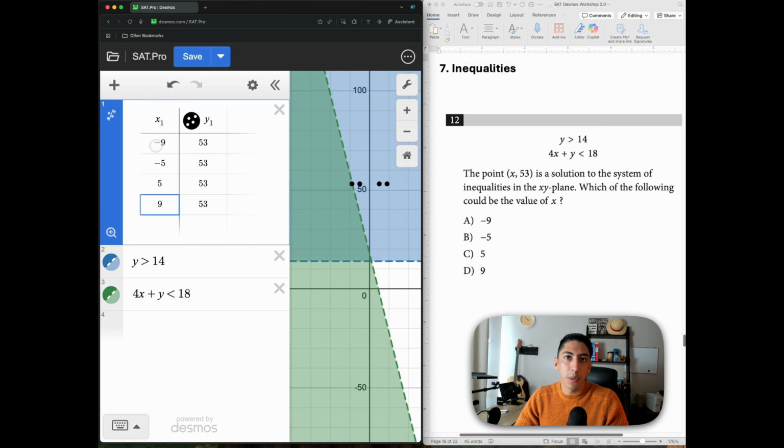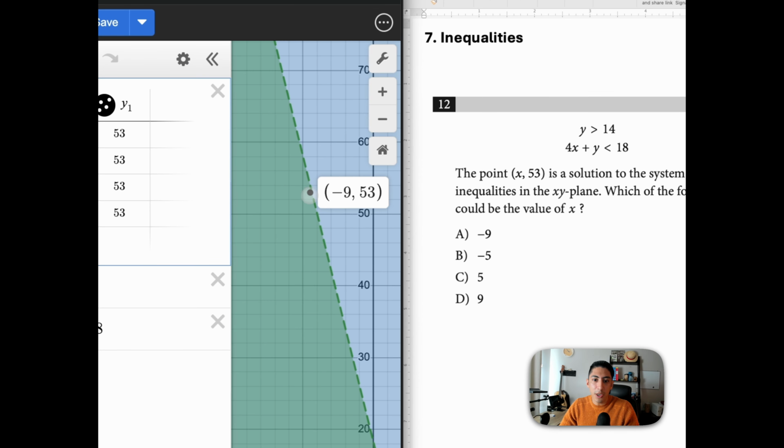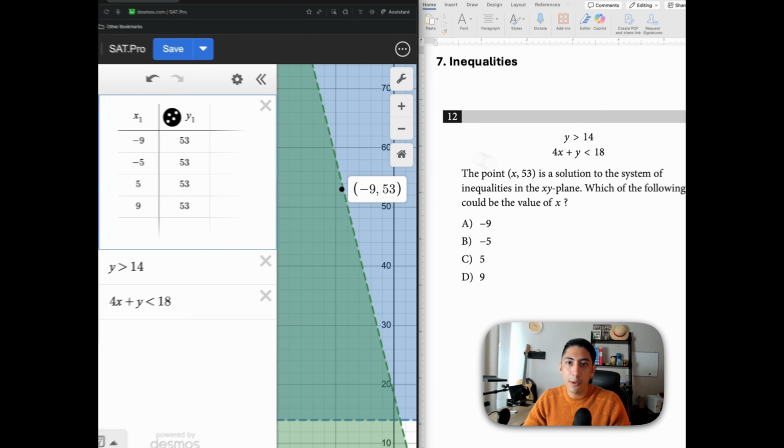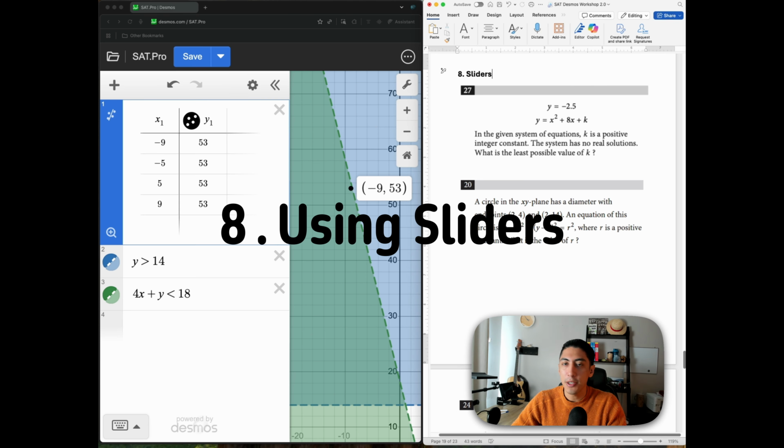I like to just quickly put them into a table and then I can see them all at once. I see that this point here, negative 9 comma 53, is going to be our answer. All right, so next is a hard question type that trips up a lot of people, but honestly, they're super easy once you know how to do them.